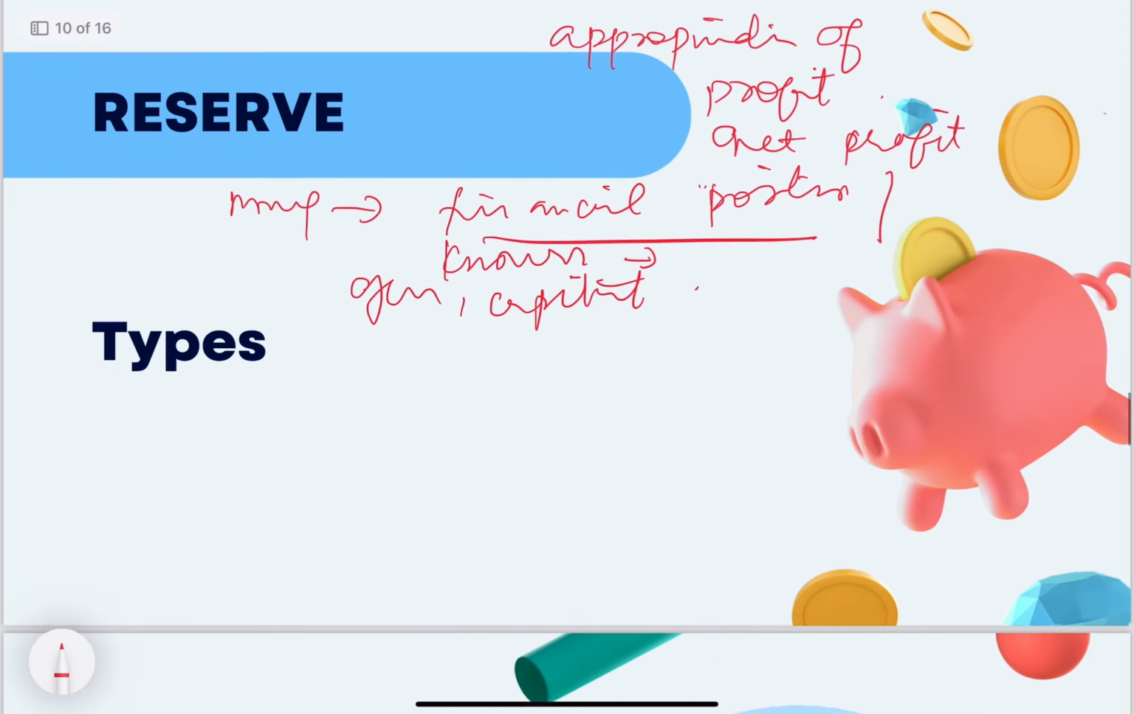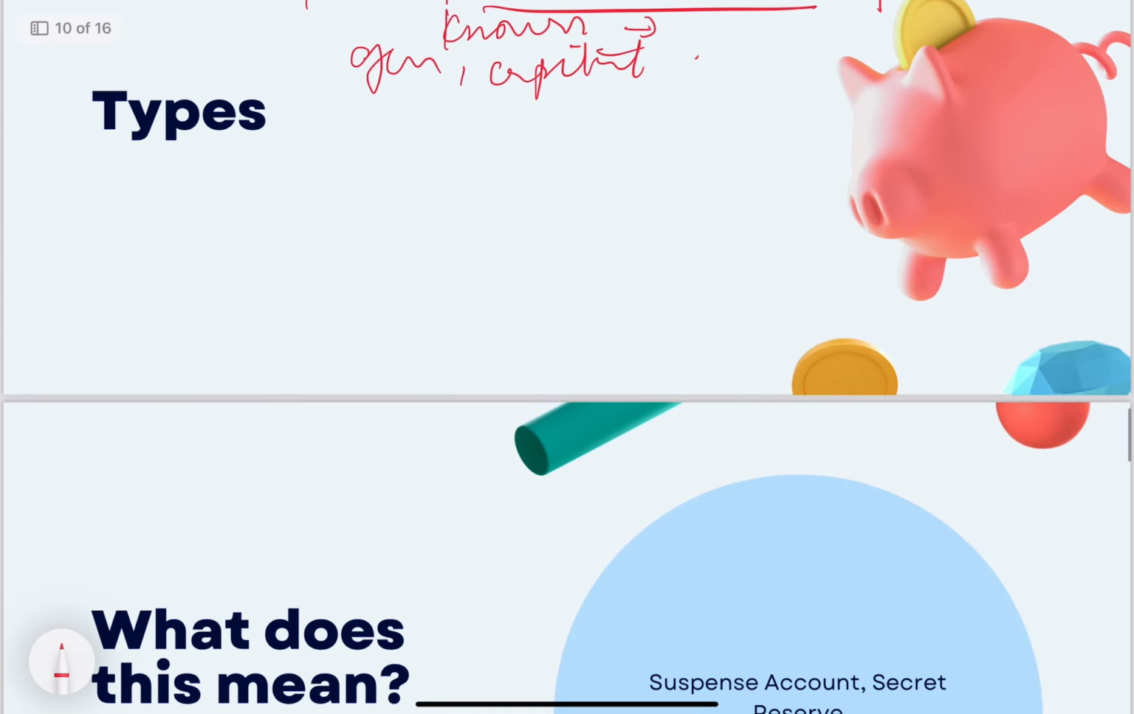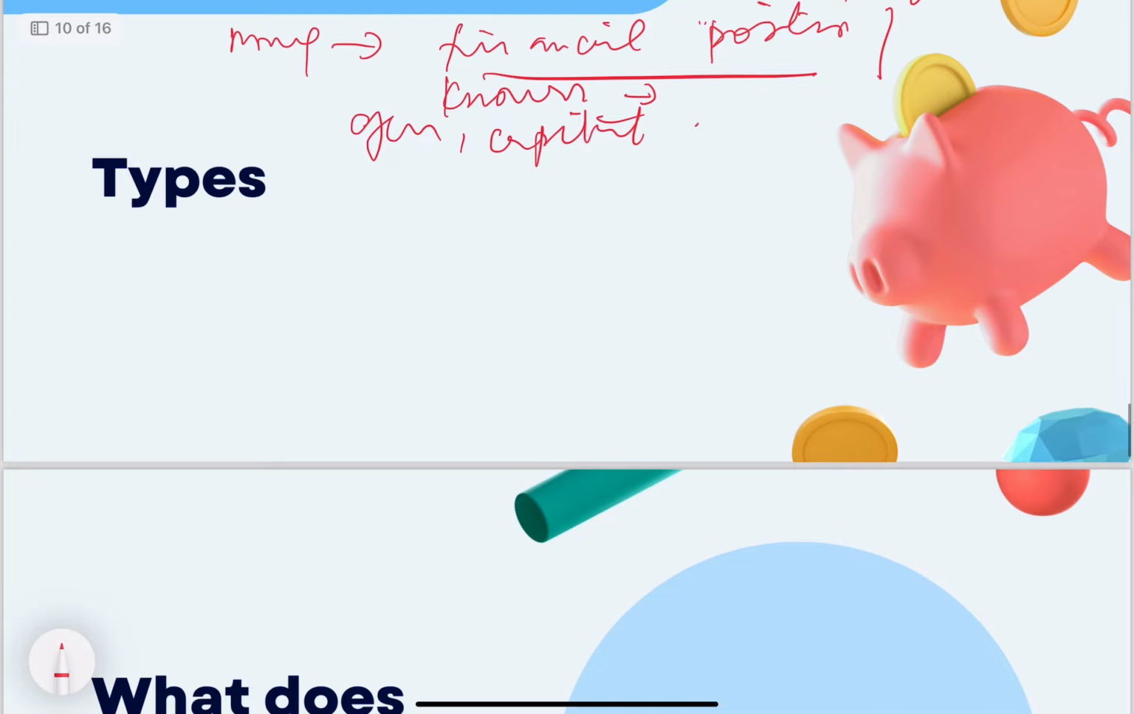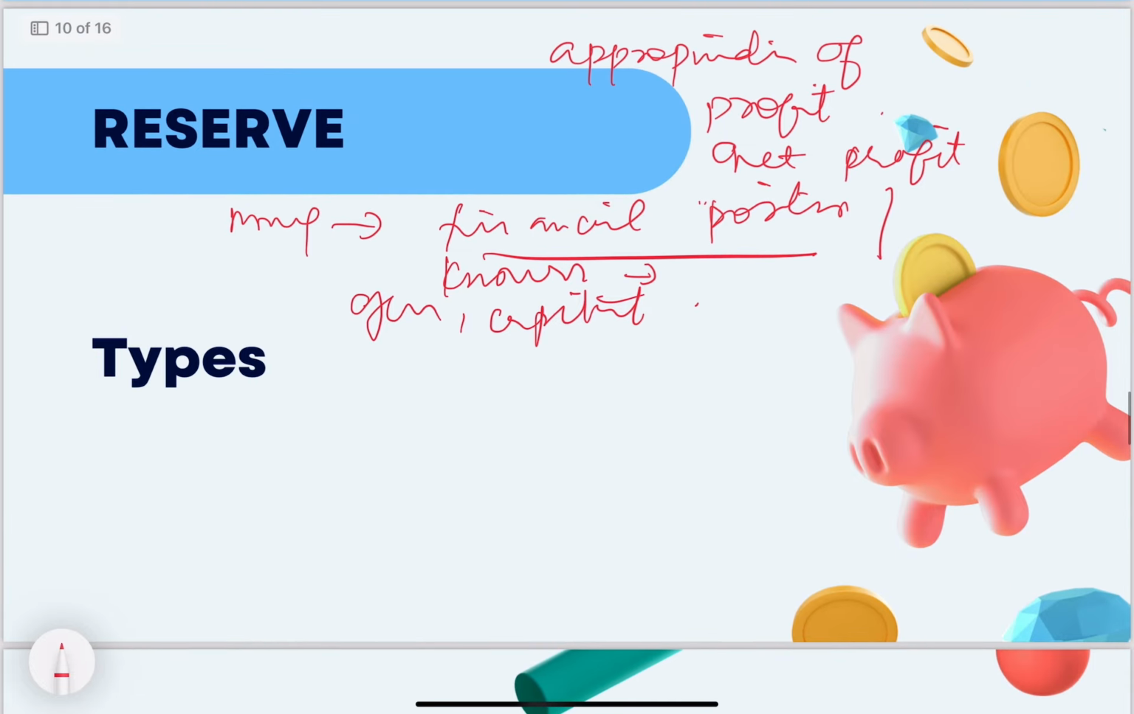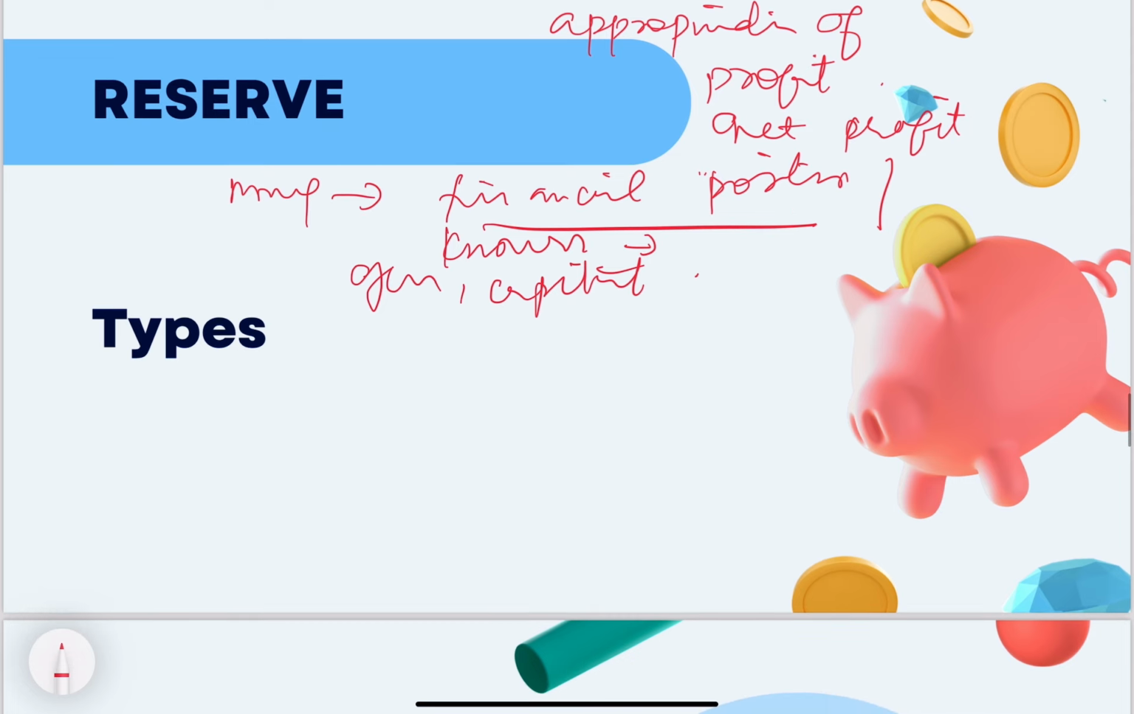All right, next we'll move on to the types of reserves. I hope you understood the difference between a provision and a reserve, right? Also, I forgot to mention this: a provision reduces taxable profits, while a reserve has no effect on the taxable profit. So the types of reserves include general and specific.